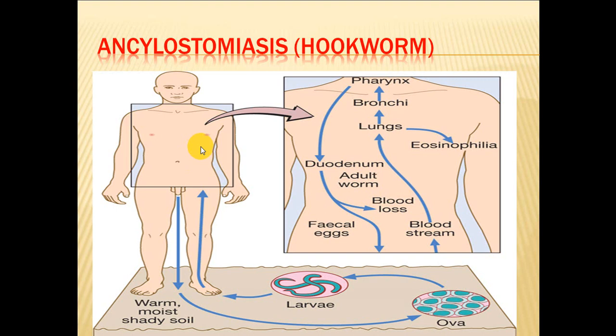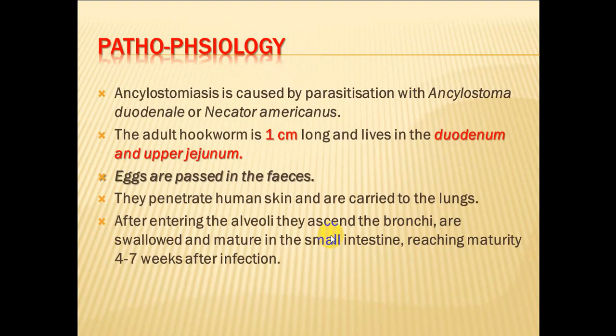portal circulation, from which to the lung, and from the lung to the pharynx, bronchi, lung, causing eosinophilia and cough, then the duodenum, where the adult worm lives and eggs pass in the stool.